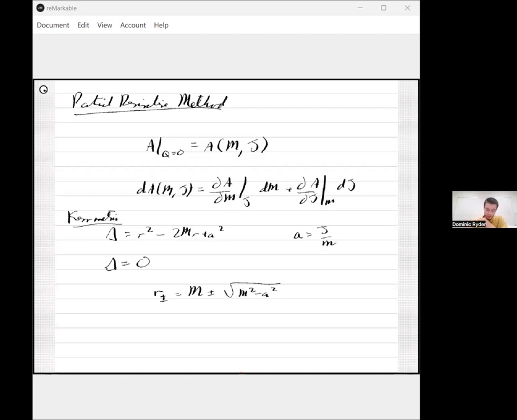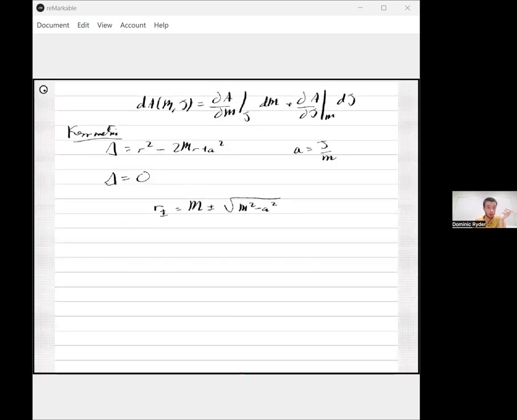But we're only concerned here with the outer horizon, which is r plus. That's the radius at which null geodesics cannot escape, the standard definition of the event horizon. So we want to know the area of this event horizon H, defined by r plus.